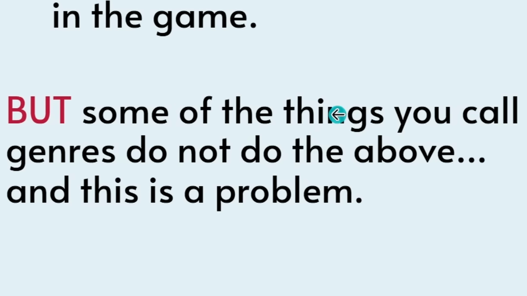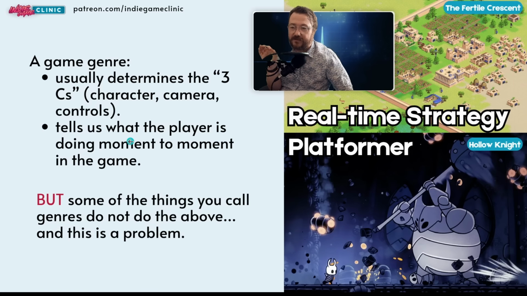But some of the things that we tend to call genres do not do all of this stuff. They don't tell us about the moment-to-moment gameplay. They don't tell us how the game is supposed to control, what characters are supposed to involve, how they're supposed to move around, and so on. And this can be an issue because it generates some of those problems that I talked about right at the start of this video.